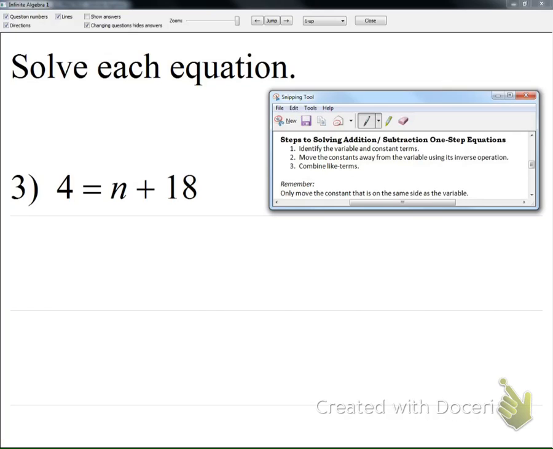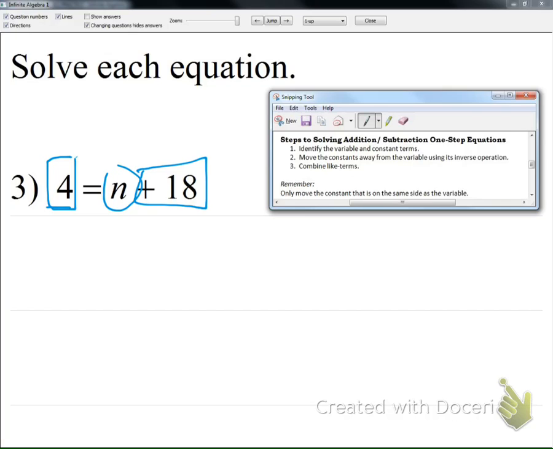Alright, in problem number 3, you have 4 is equal to n plus 18. Once again, let's identify our terms. You have a constant, a variable, and a constant. We need to get rid of the constant that's with the variable. So which one are you going to move? Hopefully you said the 18. So how do we move it?